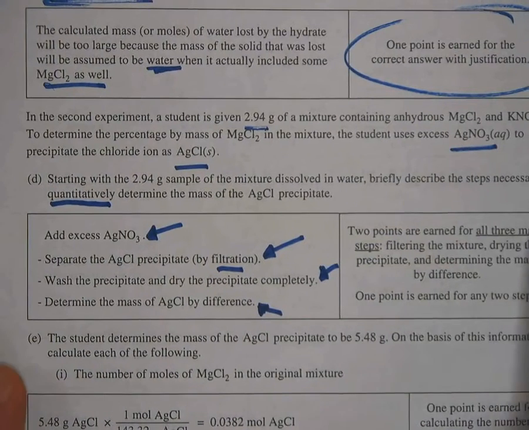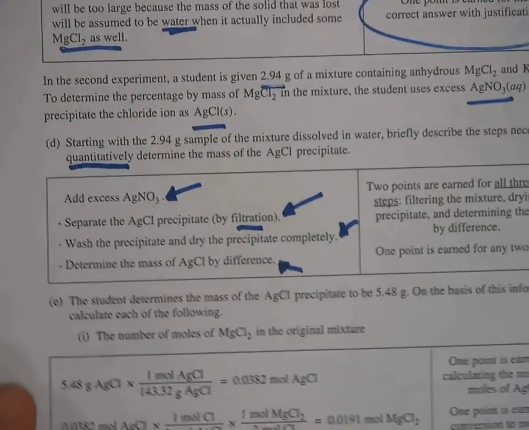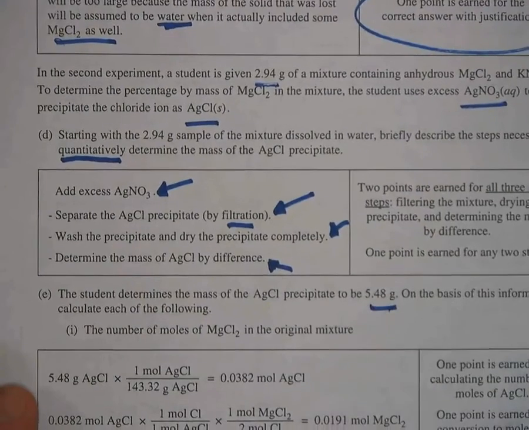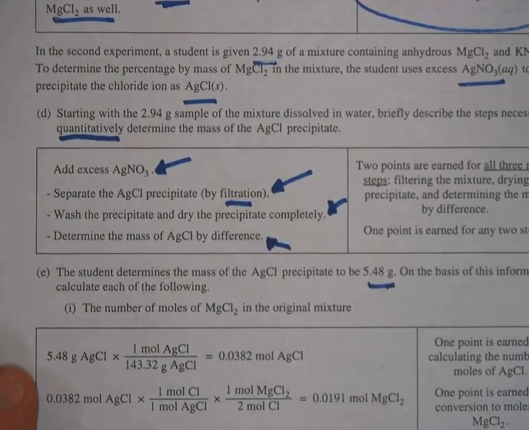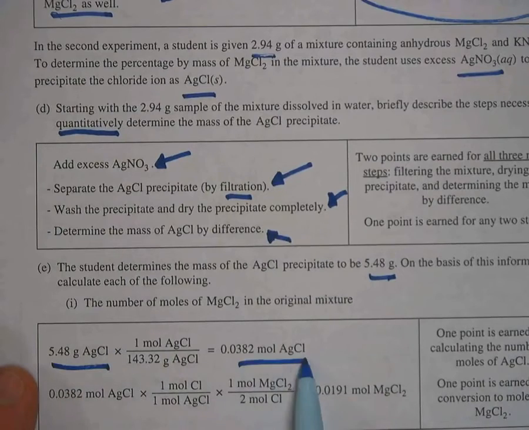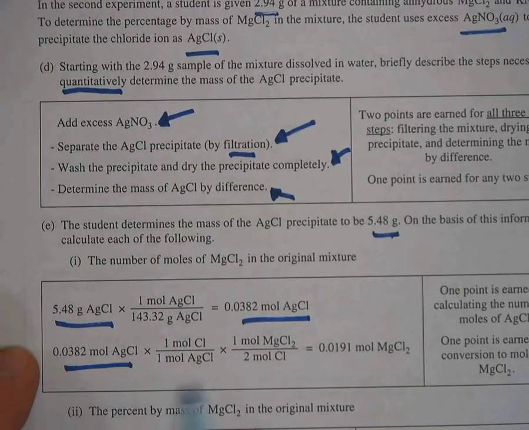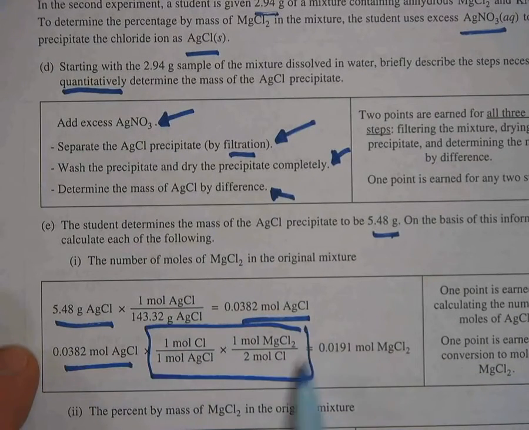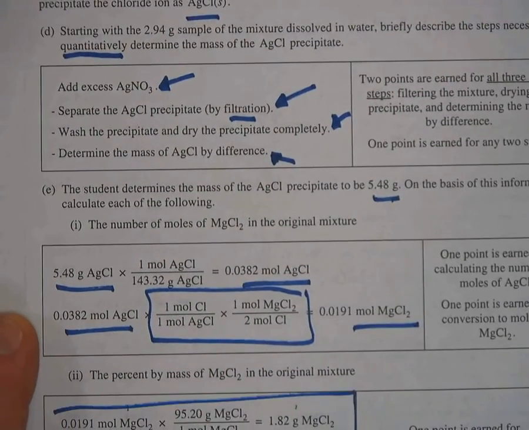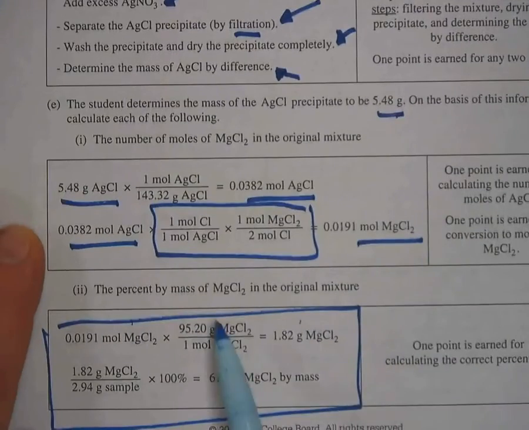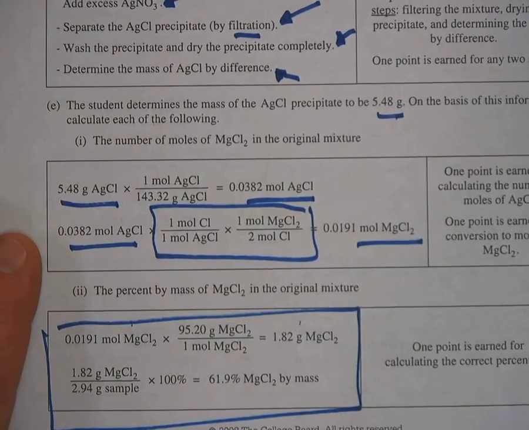Okay, then notice how many points there were. The student determines the mass of AgCl precipitate to be 5.48 grams. On the basis of this information, calculate each of the following. So here's a grams to moles one again. And here's a mole to mole ratio, and you get how many moles of MgCl2. Then they have you find the mass of MgCl2 in the original mixture.